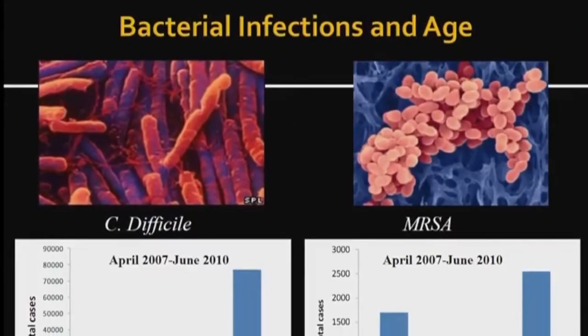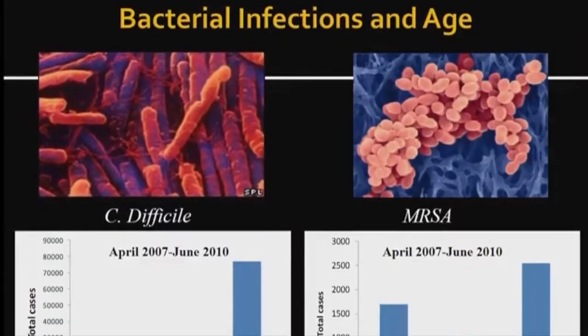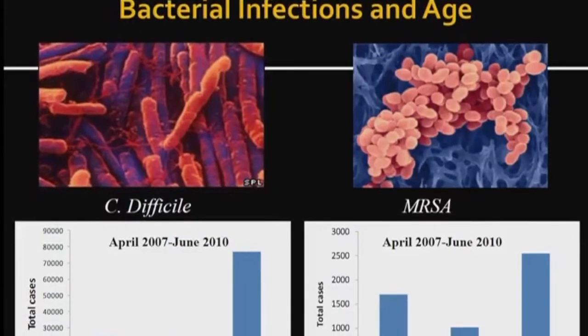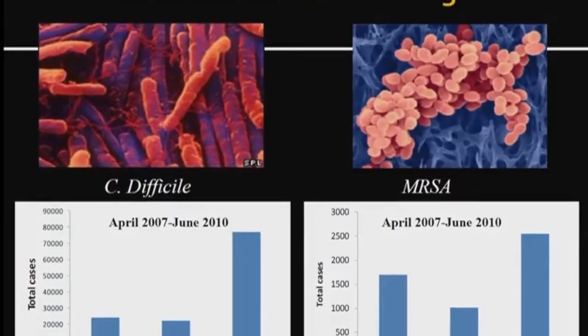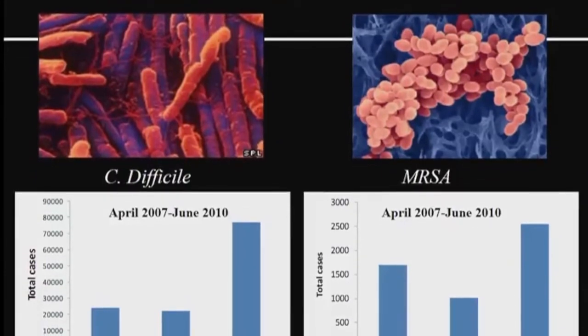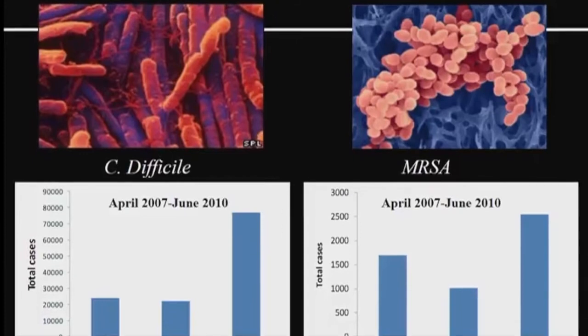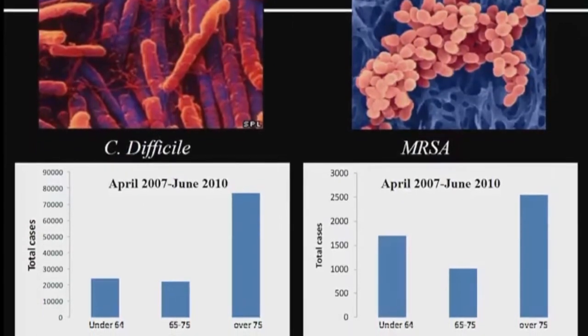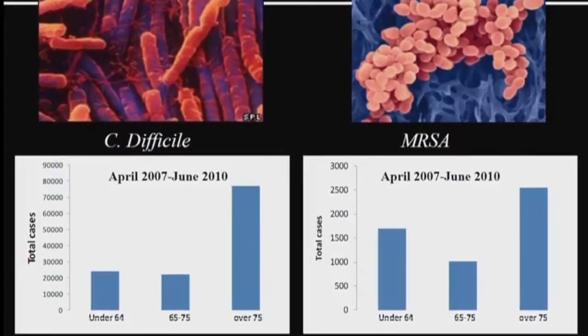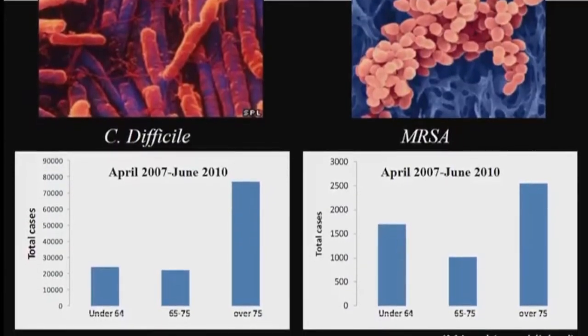Well, if we look at bacterial infections, these are just data for C. difficile and MRSA. I looked at the data from 2007 to 2010, and you can see, particularly for C. difficile, a really age-related increase in cases. Not quite so much for MRSA, but still about a doubling of your chance of getting one of these hospital-acquired infections the older you are.